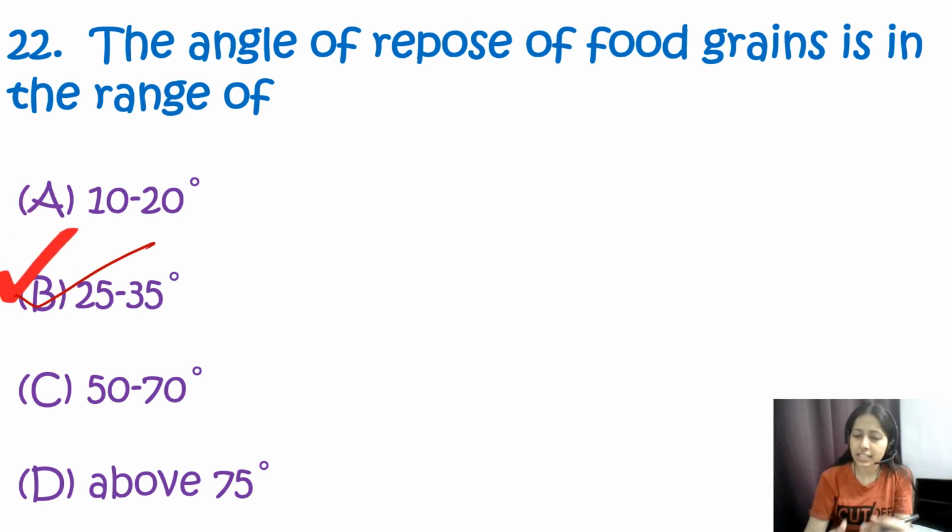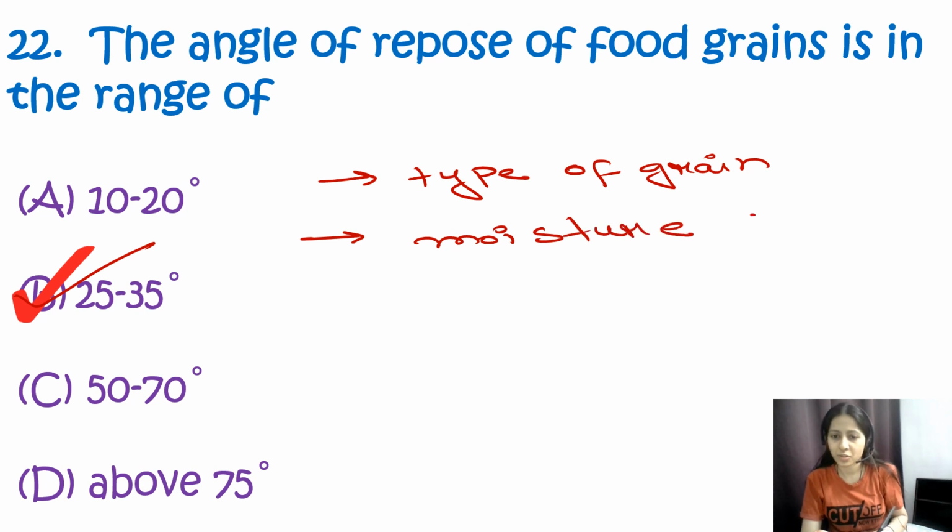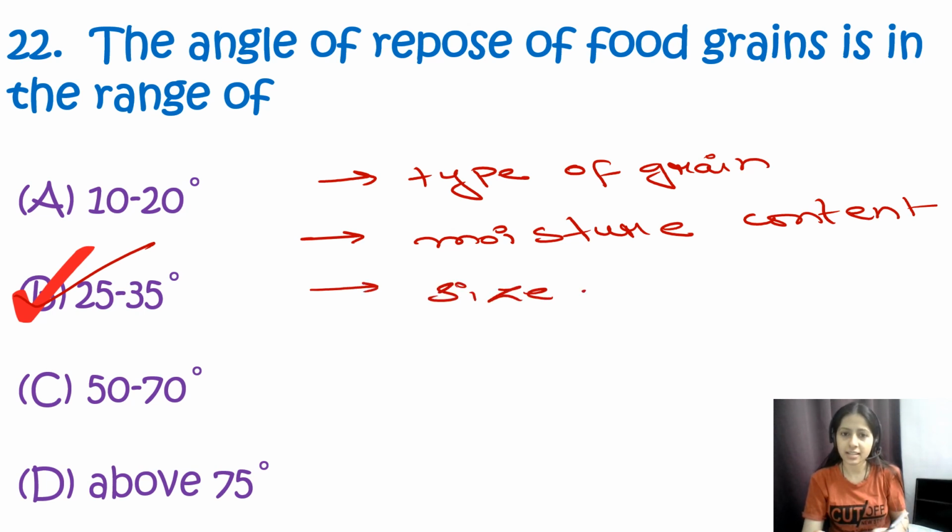Now this range can vary depending on factors such as the type of grain, the moisture content present in the grain, and even the size of the grain. So over here my approximate answer would range between 25 to 35 degree.